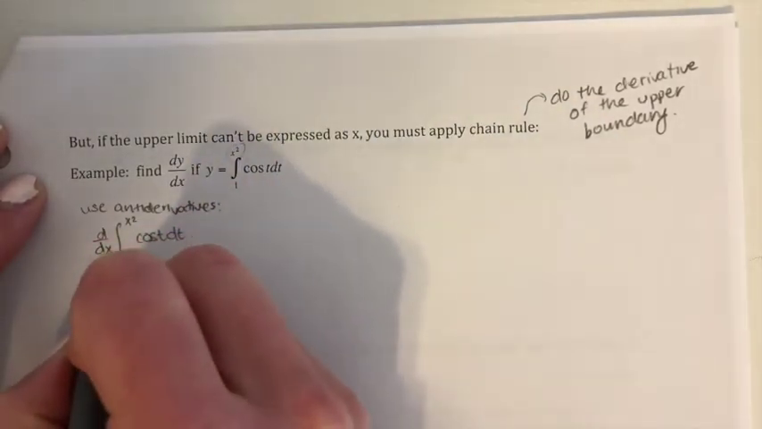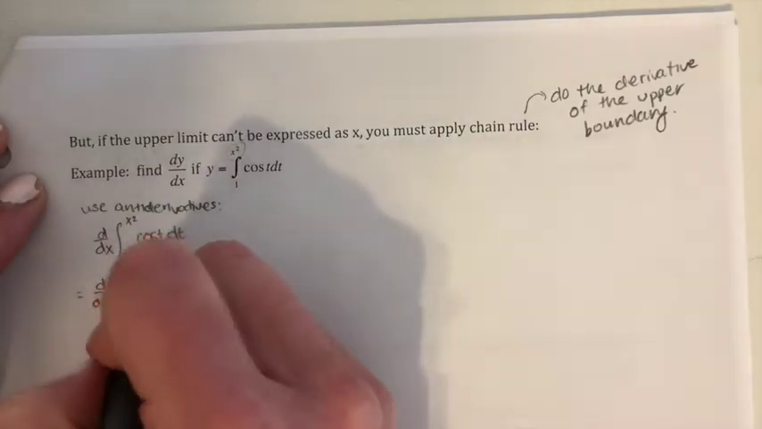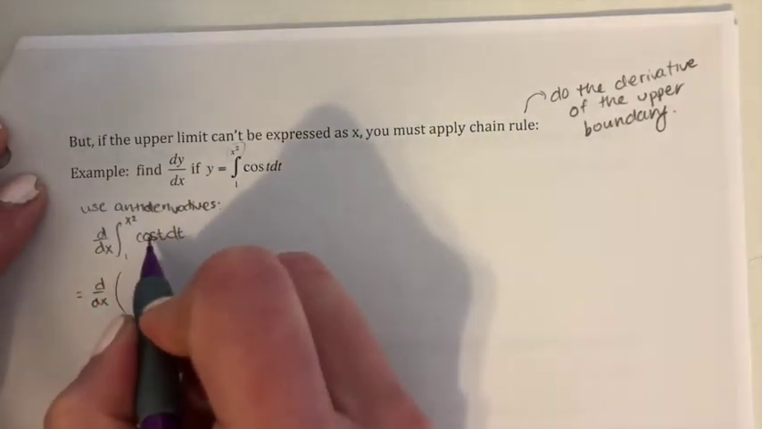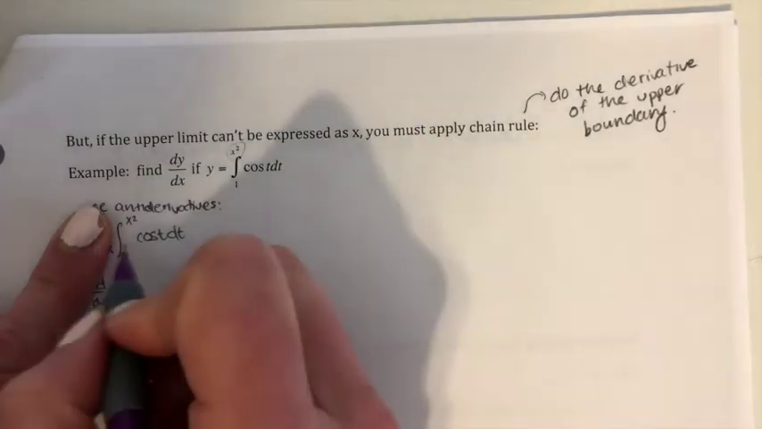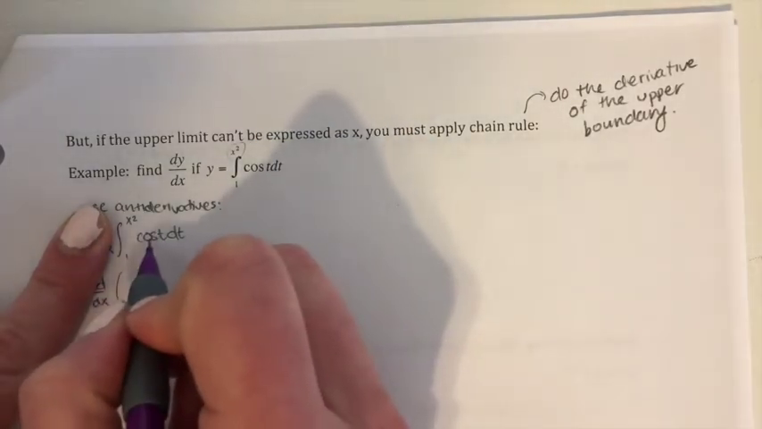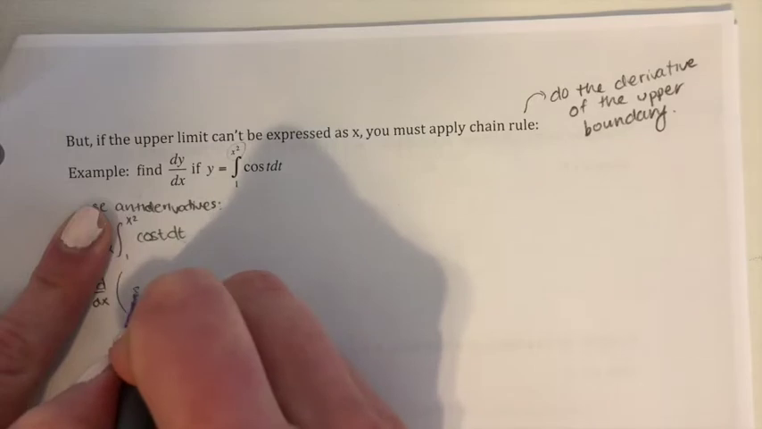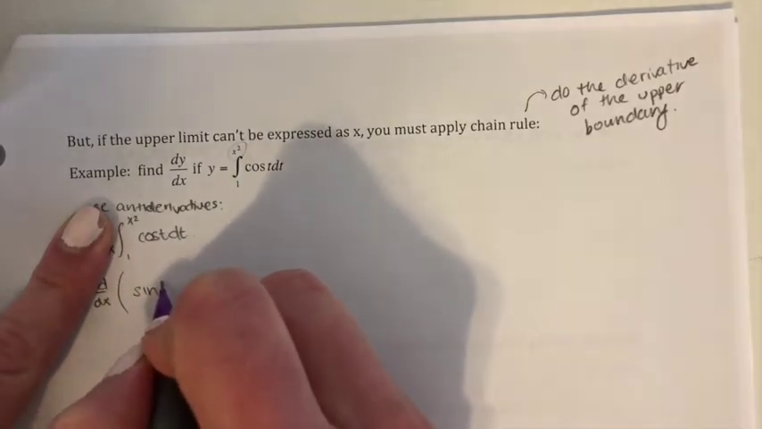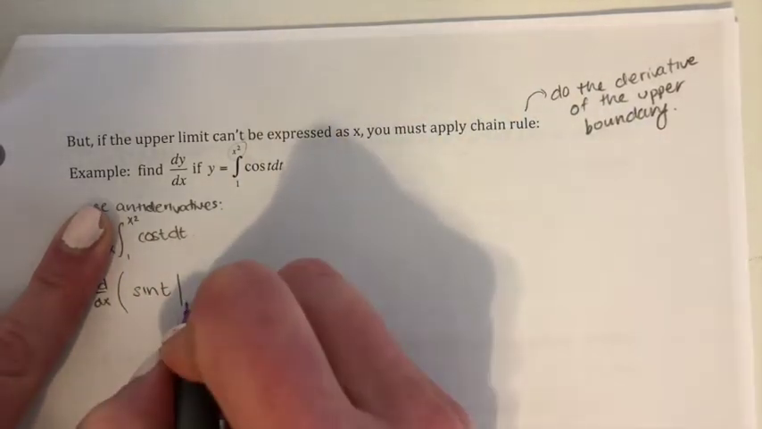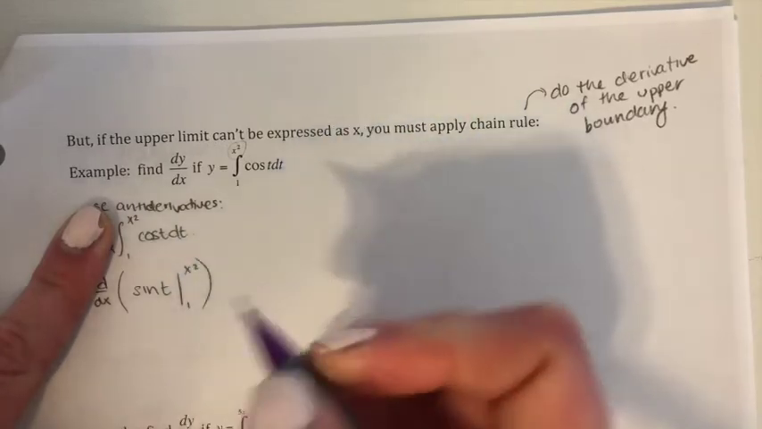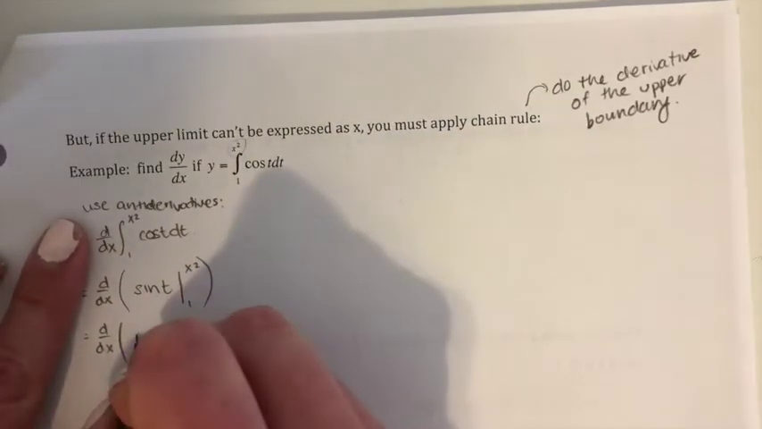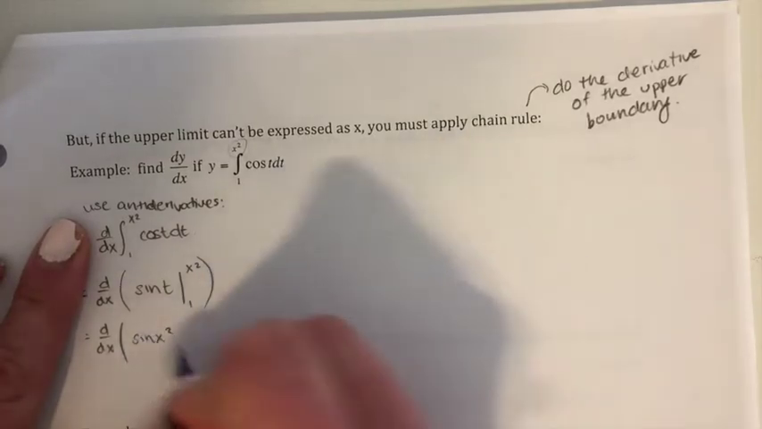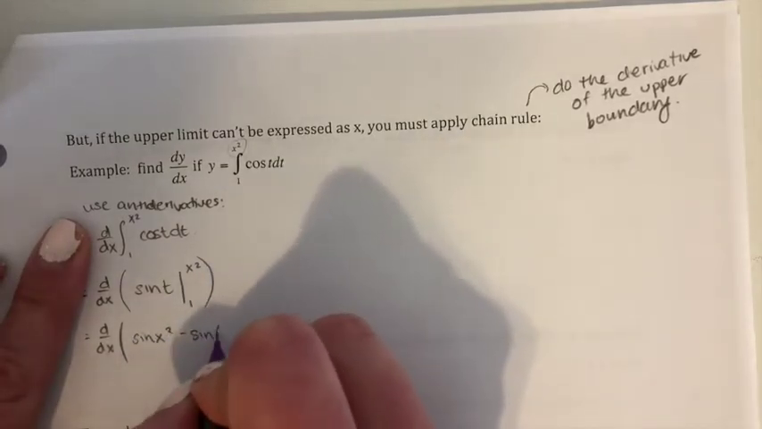That is the same as the derivative of, now if we look at this, if we want to integrate from 1 to x squared of cos, what must we have done the derivative of? It must have been sine. There's our antiderivative, and that's t, and we're going to evaluate it from 1 to x squared. Then we're going to do sine of x squared minus sine of 1.